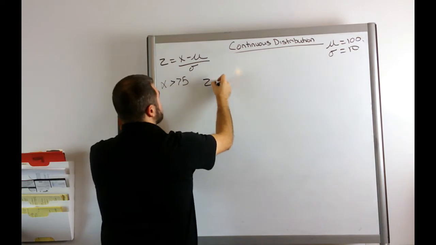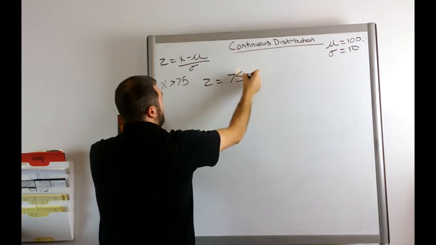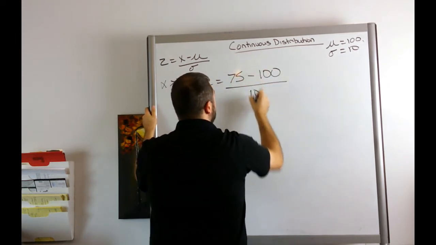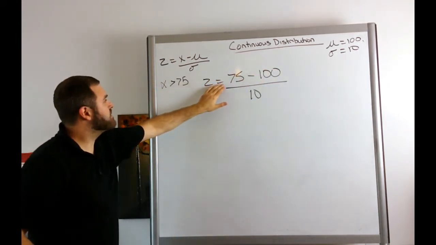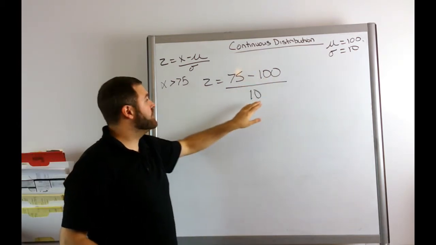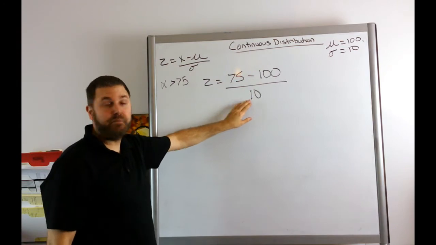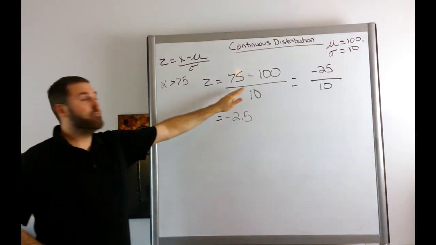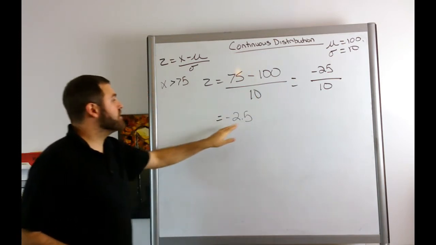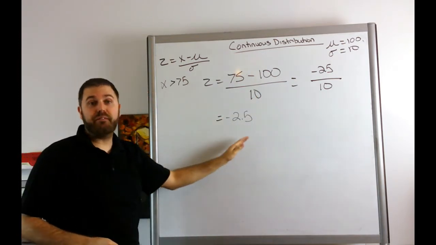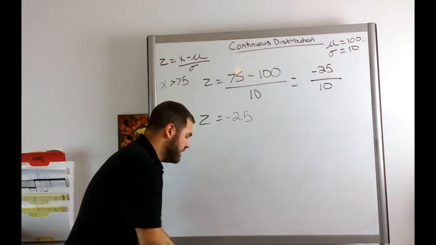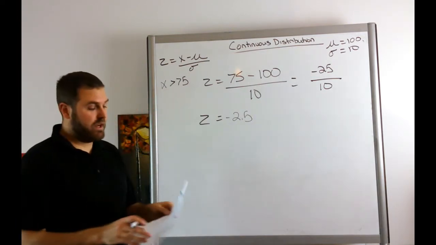So our z is going to equal 75 minus 100 over 10, because we have our x, which is 75, our mu, which is 100, and sigma, which is 10. So 75 minus 100 equals negative 25, and then over 10, so that's going to equal negative 2.5. So we look this up on our z table. Because it's negative, we're going to be looking at the negative side.